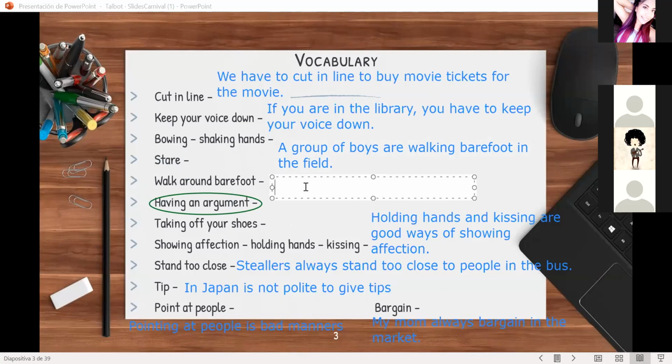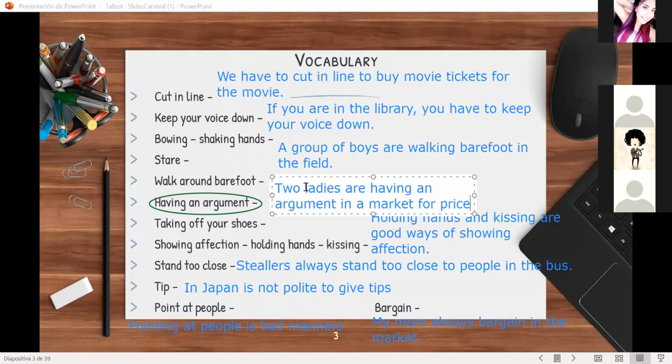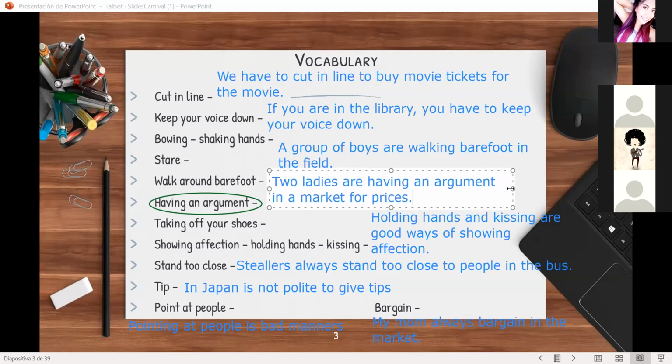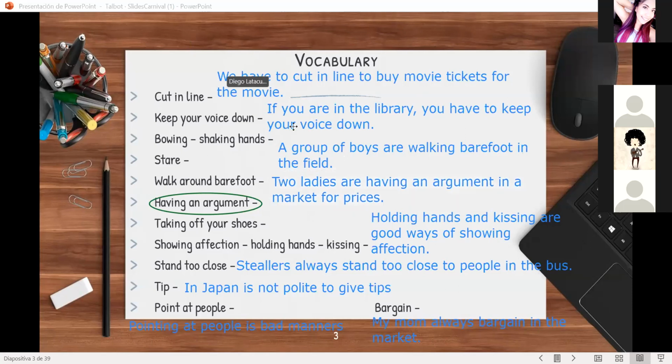Two ladies are having an argument in the market for prices. Perfect. Two ladies are having an argument in a market because of prices, yes. Las dos señoritas o señoras están peleándose por los precios, ¿no? Yes, thank you. That's a good example.